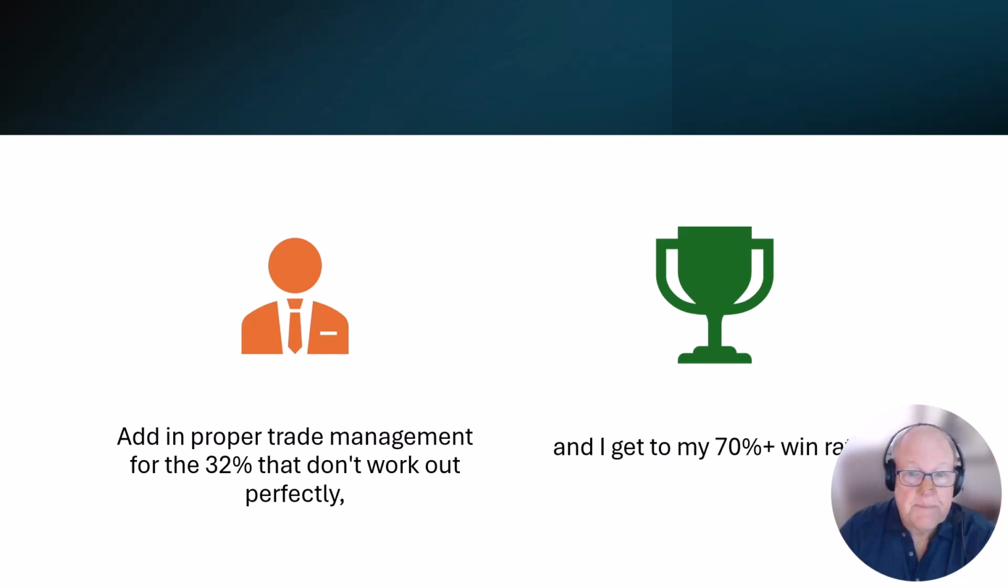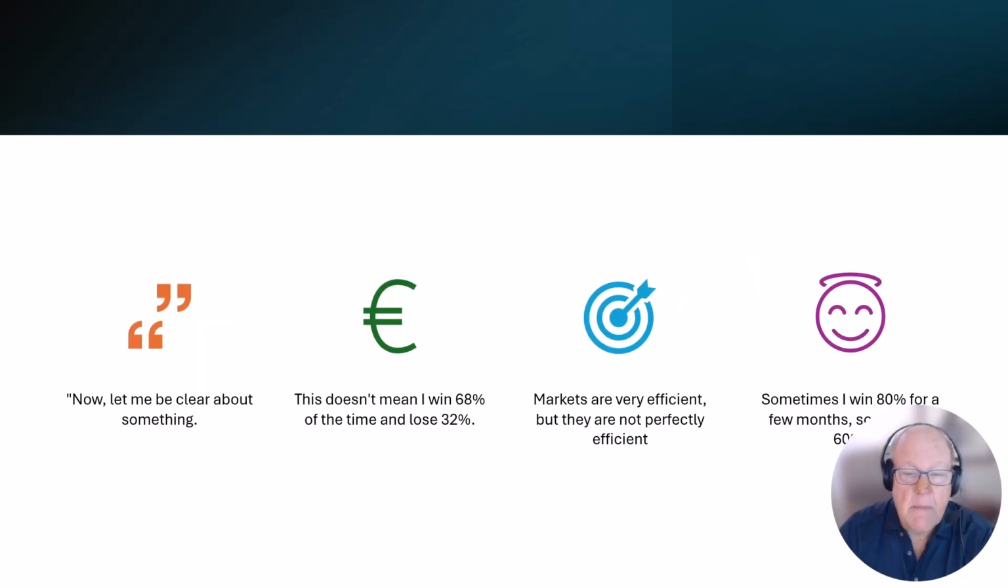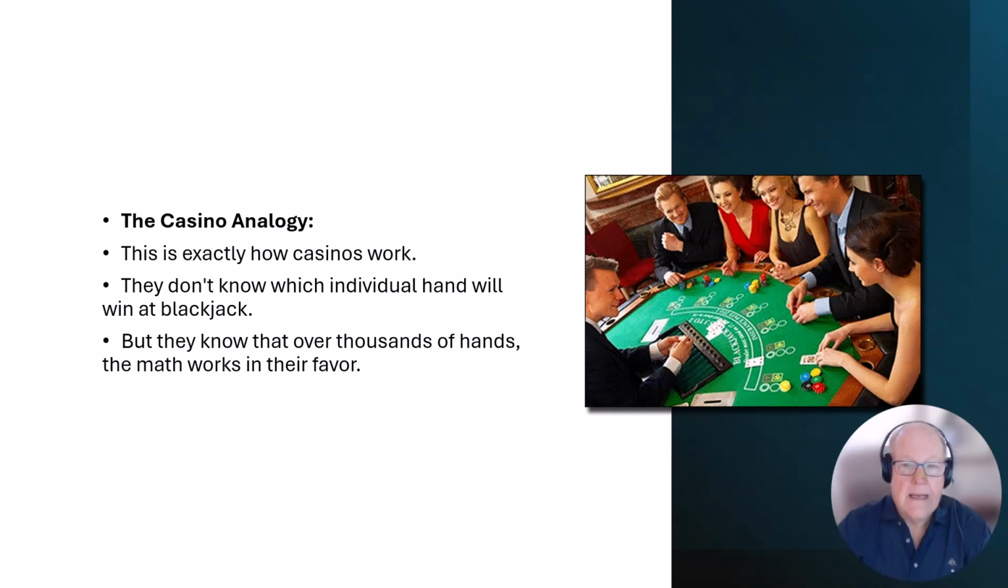I want to be clear about something right now. This doesn't mean I win 68% of the trades and lose 32% of the trades. You might have inferred that from what we've gone through so far, but the markets are very efficient, though not perfectly efficient. Sometimes I'll win 80% for a couple of months, sometimes I'll win 60%, but over a period of time, the math works.